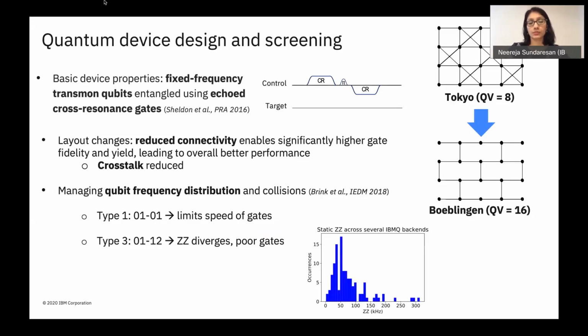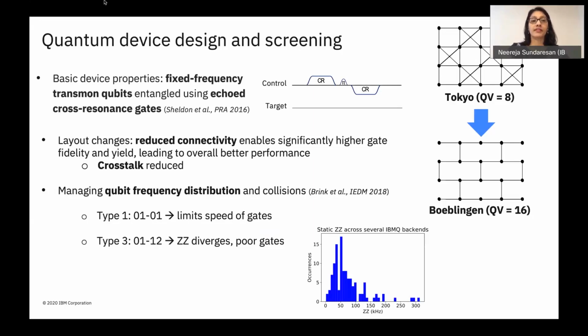This plot at the bottom has a representative distribution of the static ZZs across several IBM Q backends, just to demonstrate that with this device design change and screening, we're able to down select devices with lower ZZs, predominantly less than 100 kilohertz.